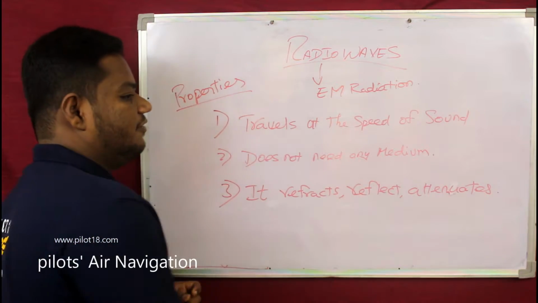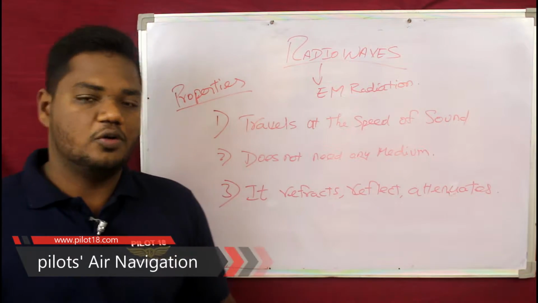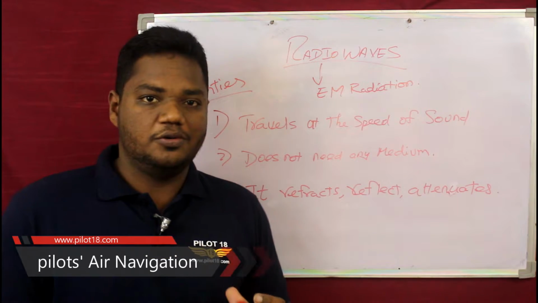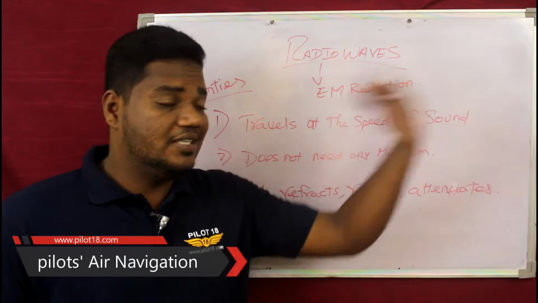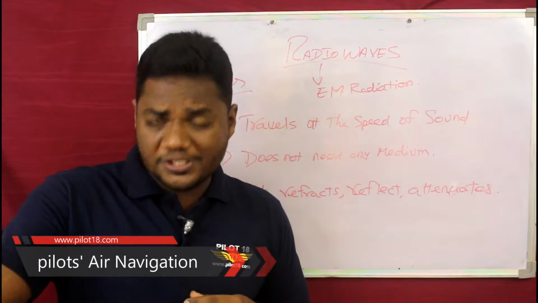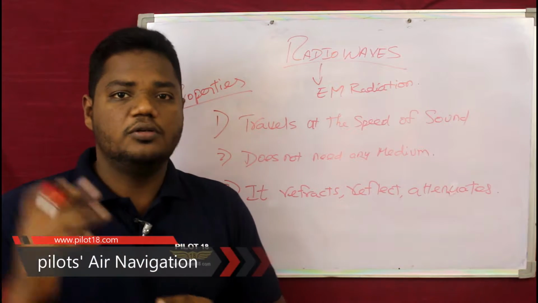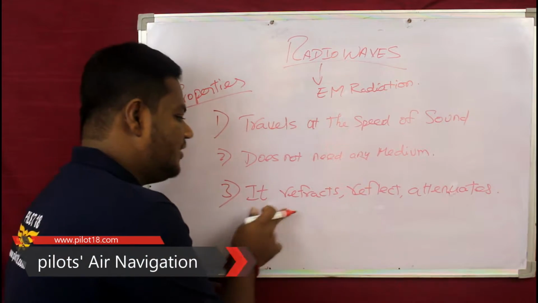Now next is reflect. It goes, hits the object and it comes back. Okay, like sound waves, it has a property similar to sound waves. Sound waves used to echo, right? In a closed room, if you speak, the sound actually gets echoed. The waves hit the obstructions and return back. Likewise, radio waves also hit the obstructions and return back. So reflection.